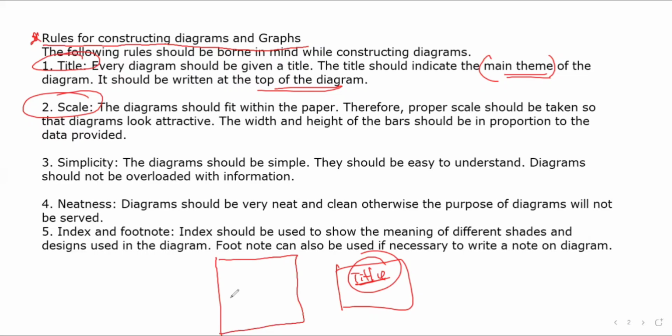Why are we taking the proportional data? Because to fit in the given space or the given area, it is very necessary to consider the scale, right? The diagrams should fit within the paper or within your working space. For that purpose we need to consider the scale. Therefore, a proper scale should be taken.